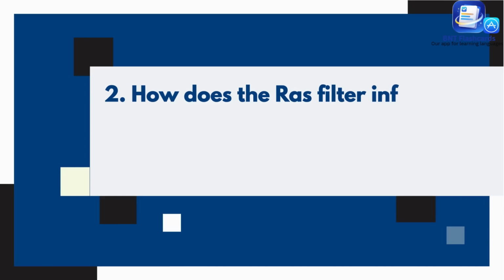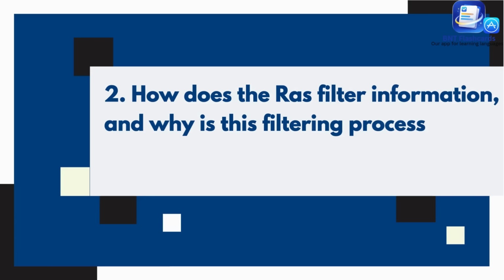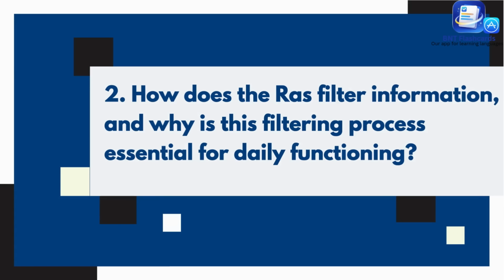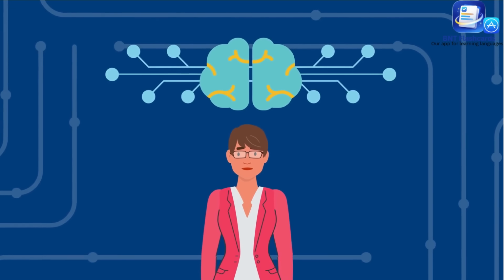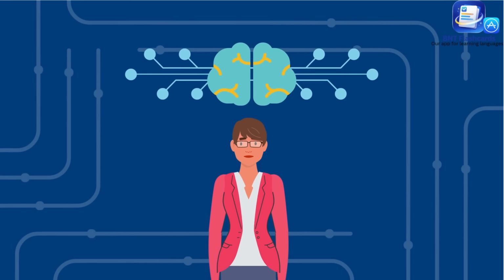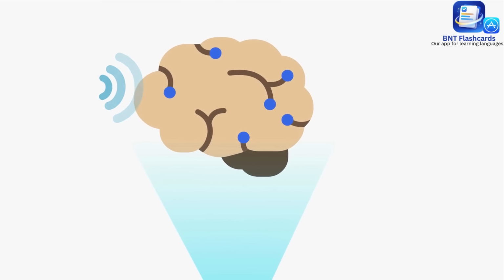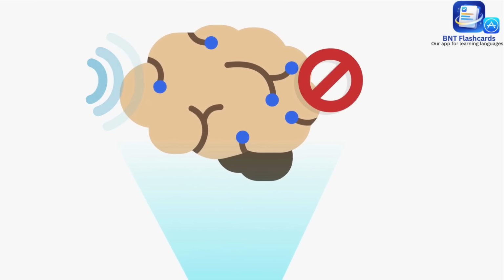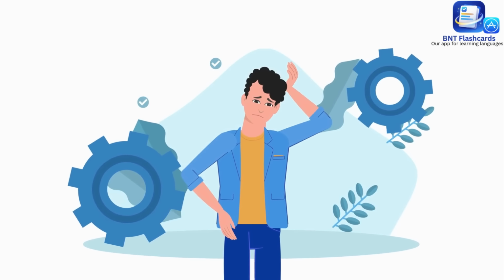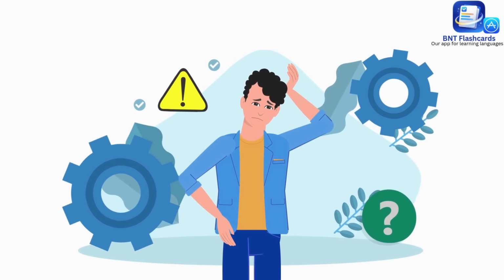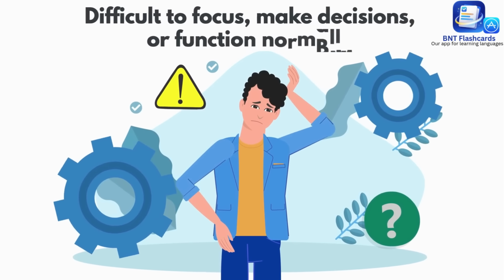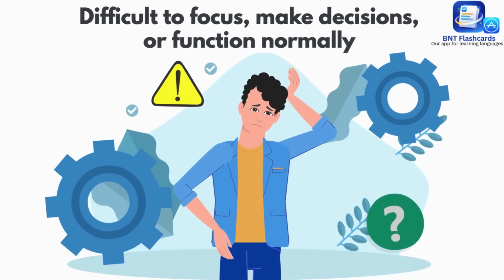2. How does the RAS filter information, and why is this filtering process essential for daily functioning? The RAS acts like a filter that screens incoming information from our senses. It allows important signals to pass through and blocks unnecessary details. Without this filtering, our mind would be overloaded, making it difficult to focus, make decisions, or function normally.